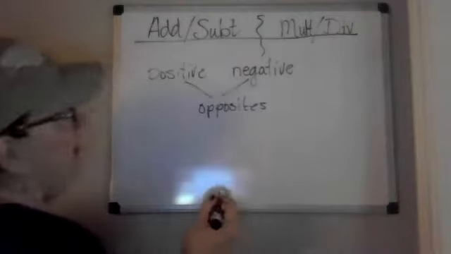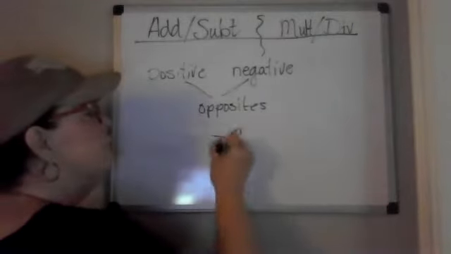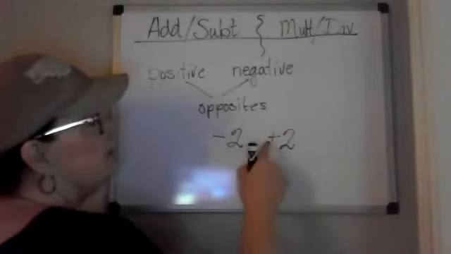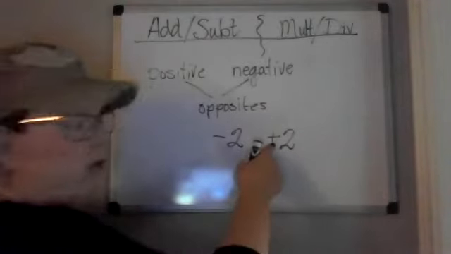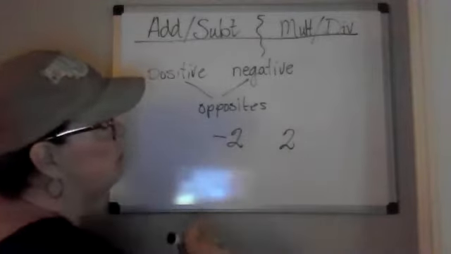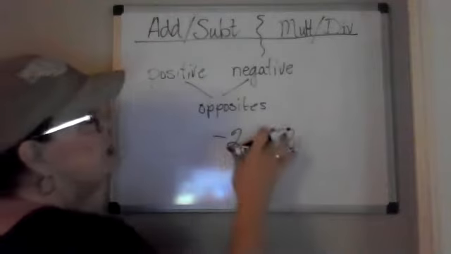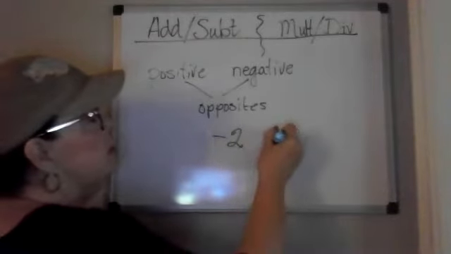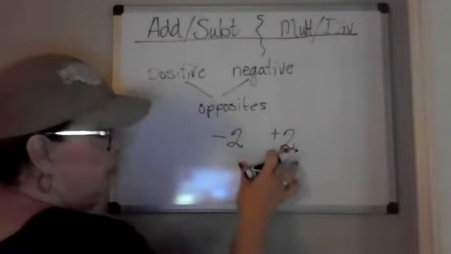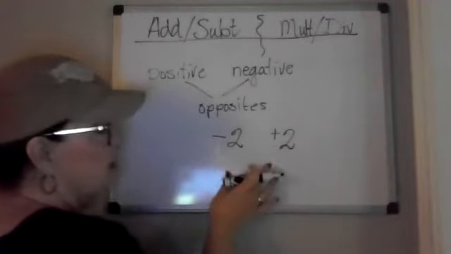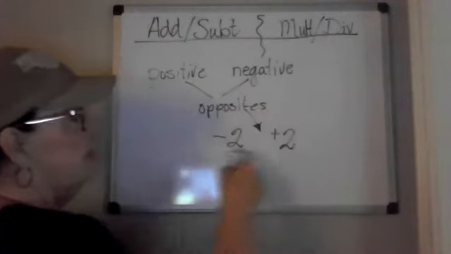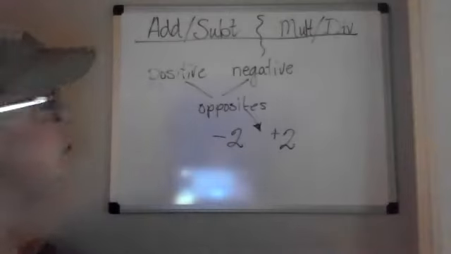So if I have a -2 and a +2, notice that I put the positive here for you right now, but the positive usually doesn't show. If there's not a sign, then it's positive. So -2 and +2 are opposites. These are opposites because they're the same number, but opposite signs. No problems here?